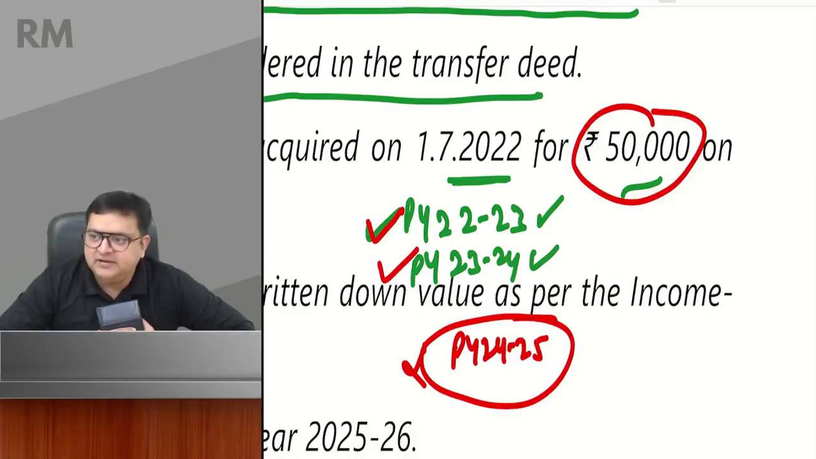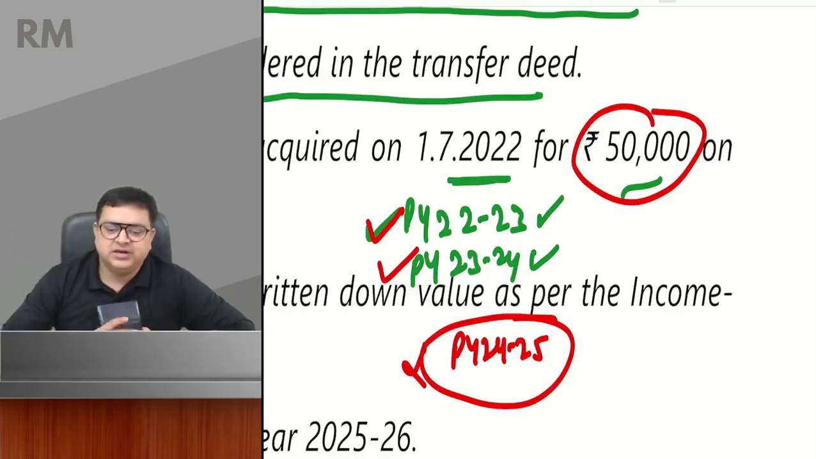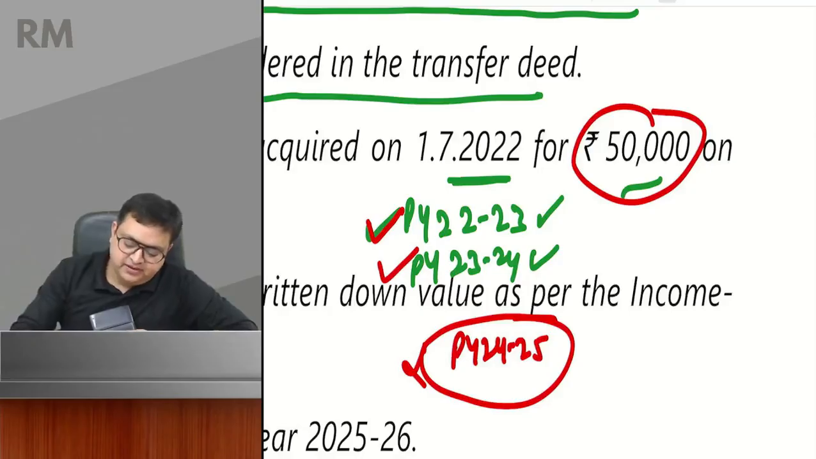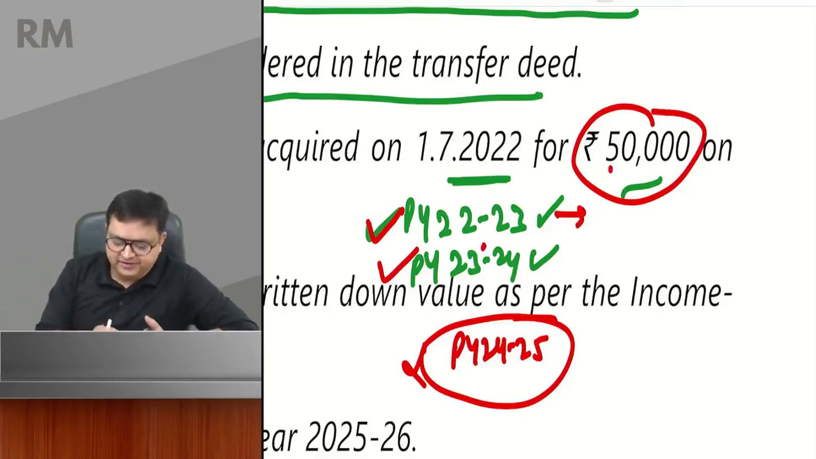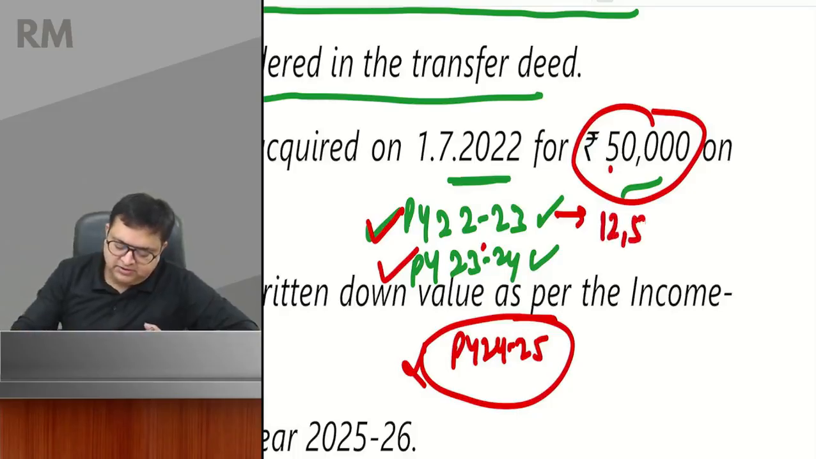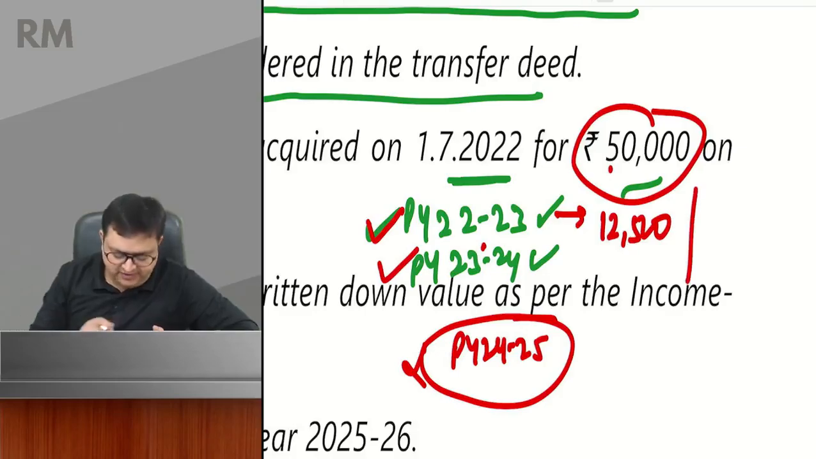50,000 is the patents. We have purchased it on 1/7/2022. And this year we are doing a slump sale, 24-25. So 2 years depreciation we have not charged. Tell me the depreciation for the first year. 50,000 into 25%. 12,500. 12,500, got it? And after 1 year, the written down value would be 37,500.